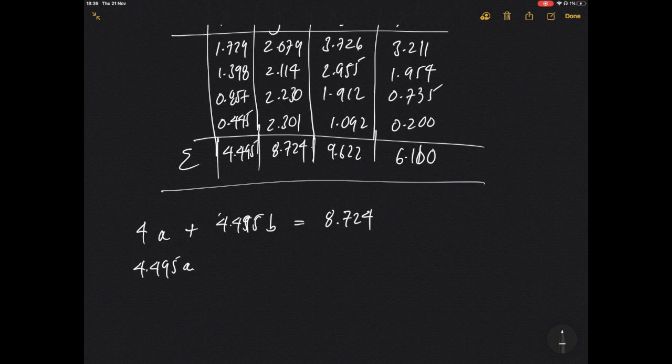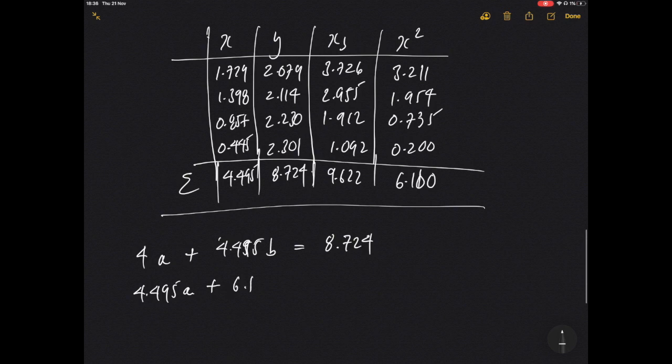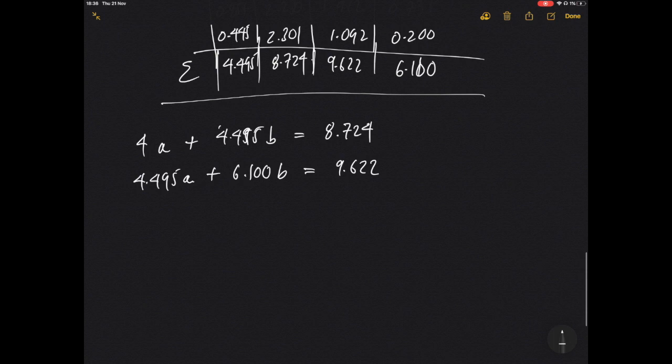Then we can say our next one, which is sigma x, which is 4.495a, plus b sigma x squared, which is 6.100b, equals sigma xy, which is 9.622. Okay, and then we have a set of simultaneous equations.